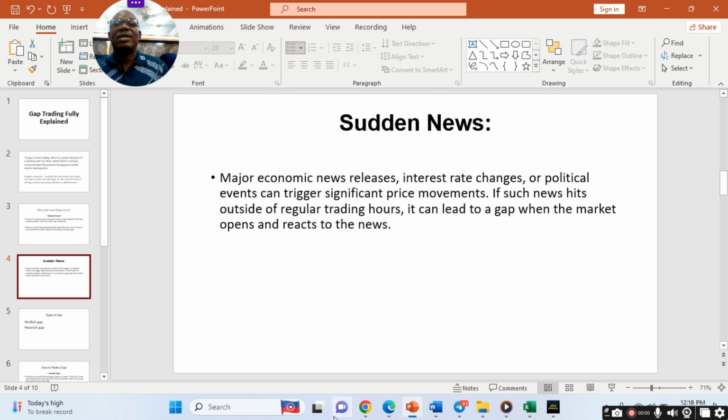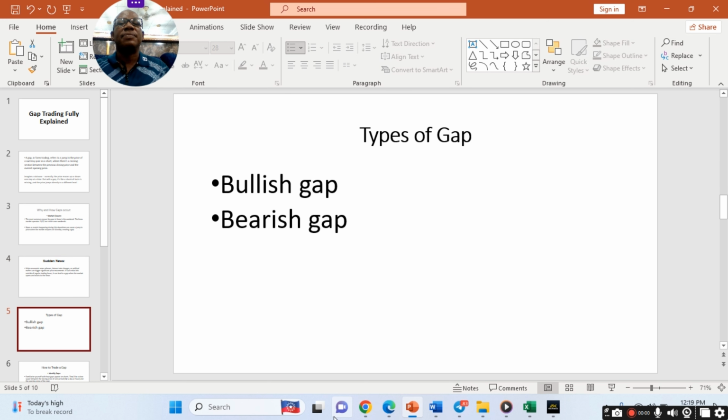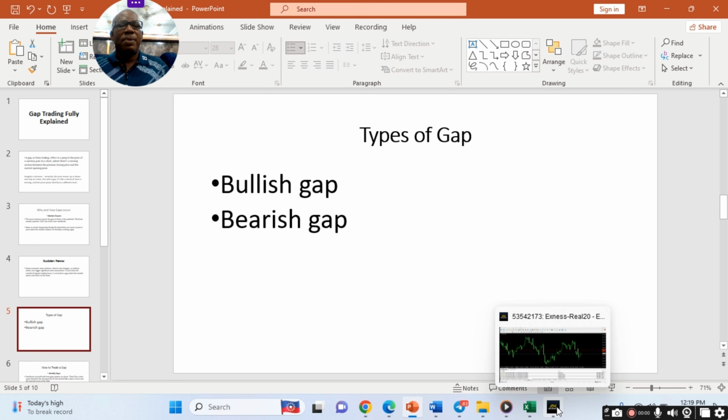Yes, the market reacts to economic news or political news or natural news, whatever news that is attached to or affects the pair you are trading. So this is the main reason a gap occurs and traders respond to it. We have two types of gap, the bullish and the bearish gap. Let's go back to the chart.